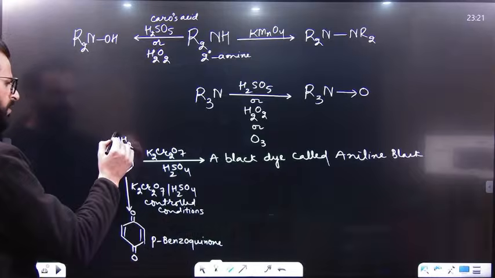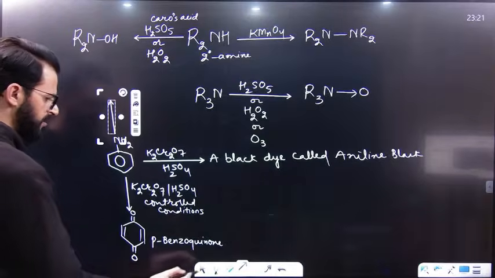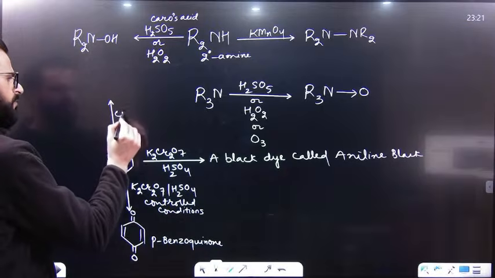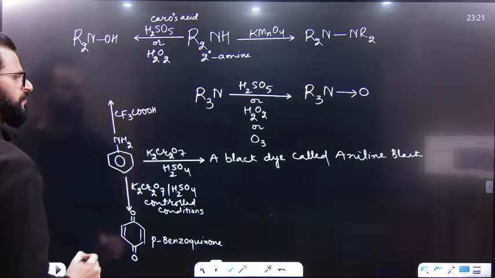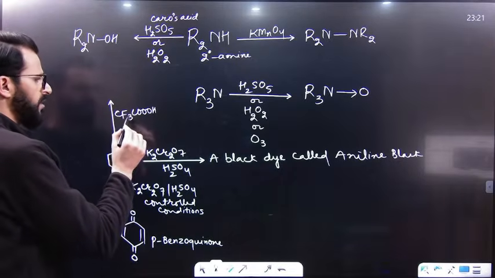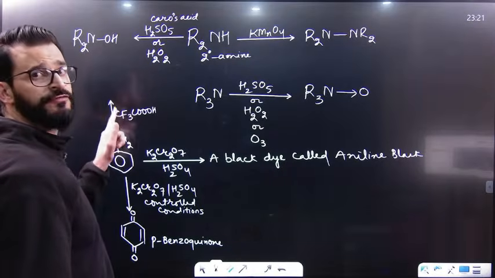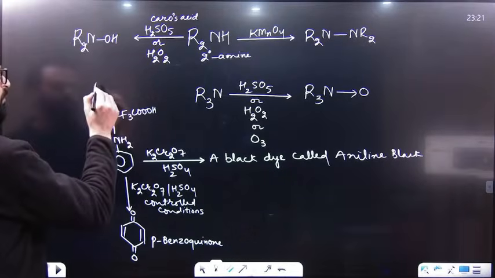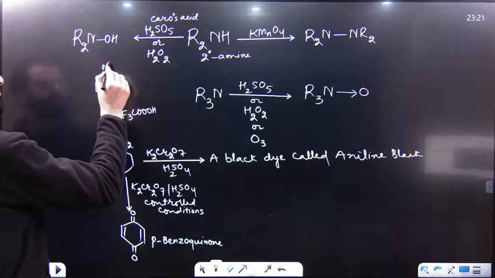If this same aniline, an aromatic amine, is oxidized by using a peracid, say for example trifluoroperacetic acid (peracetic acid if it is CH3), what will happen over here? It will result in the formation of nitrobenzene.